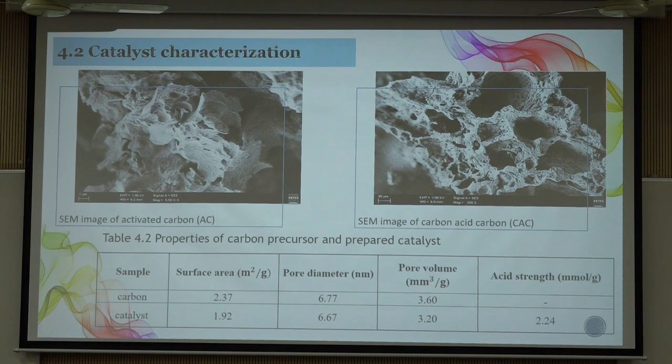Yes, there is a decrease in the surface area of the catalyst compared to the carbon, because the carbon has more surface area compared to the catalyst. What could be the reason for this? Why is there a decrease in the surface area? The pore size is decreased, but almost similar. The pore volume is decreasing.